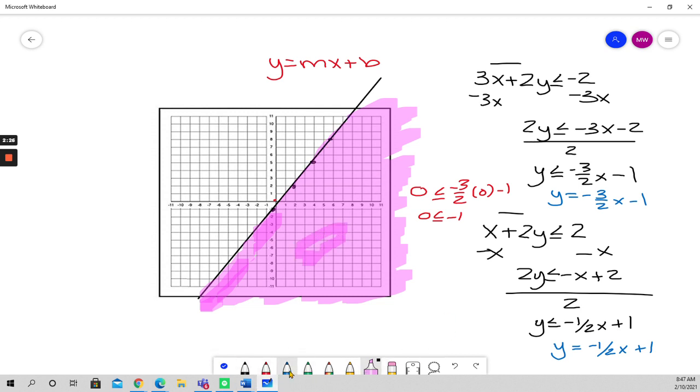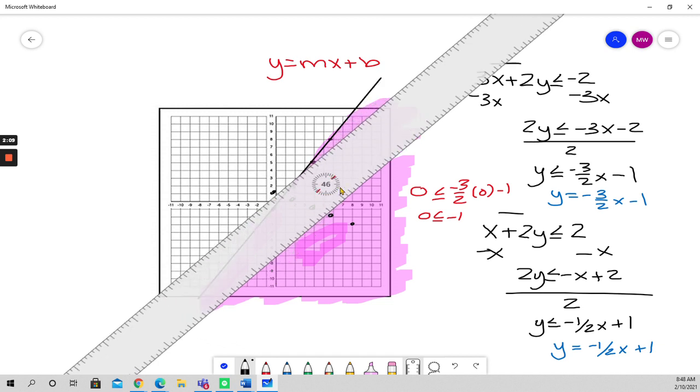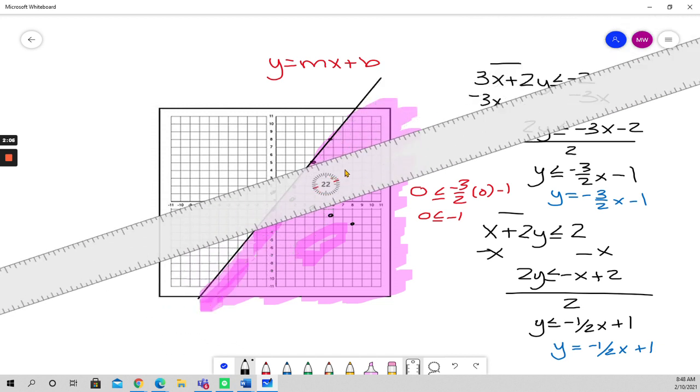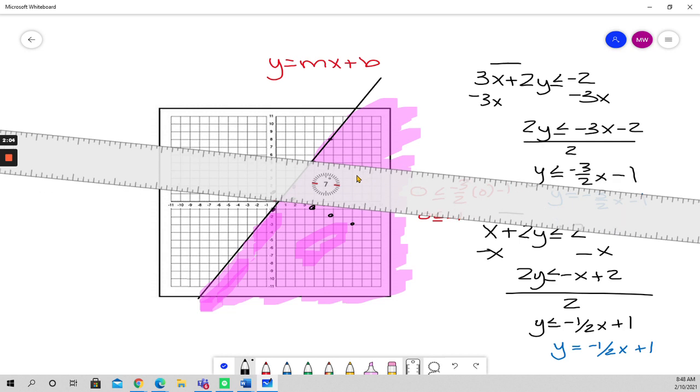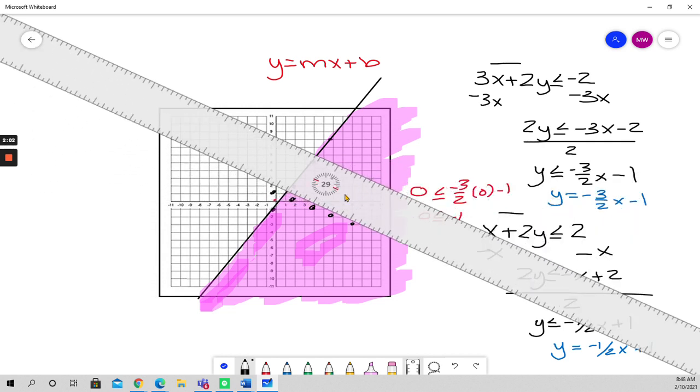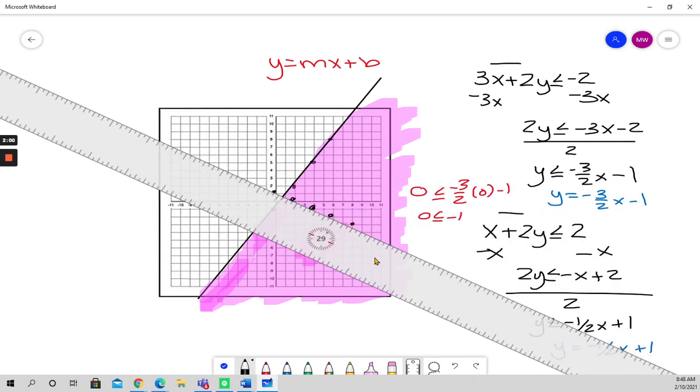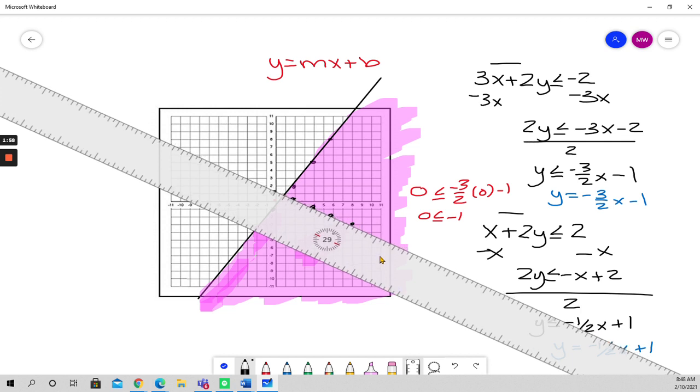I'm going to graph my second equation. I'm going to start at the positive 1, and I'm going to go down 1 over 2 throughout my graph. I'll break out my ruler. Solid line.